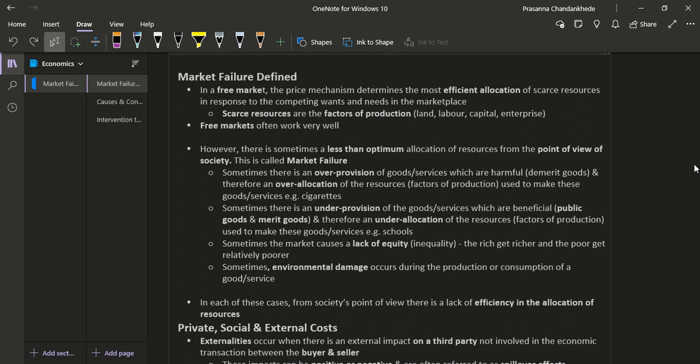Free markets often work very well, but they also have their own disadvantages. However, there is sometimes a less than optimum allocation of resources from the point of view of society. This is called market failure.